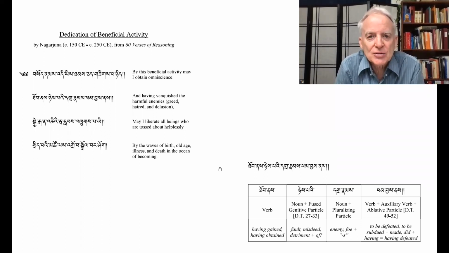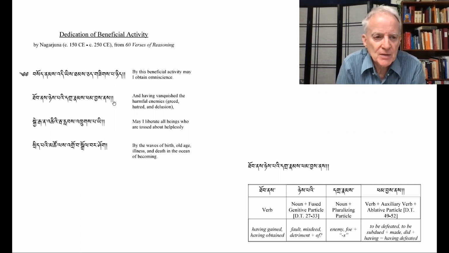Okay, so let's look at line 2. Remember, we're dealing with the shloka form. So we have part A would be line 1 and line 2. So now this is the second line, which is the second line of part A. So again, first we spell.